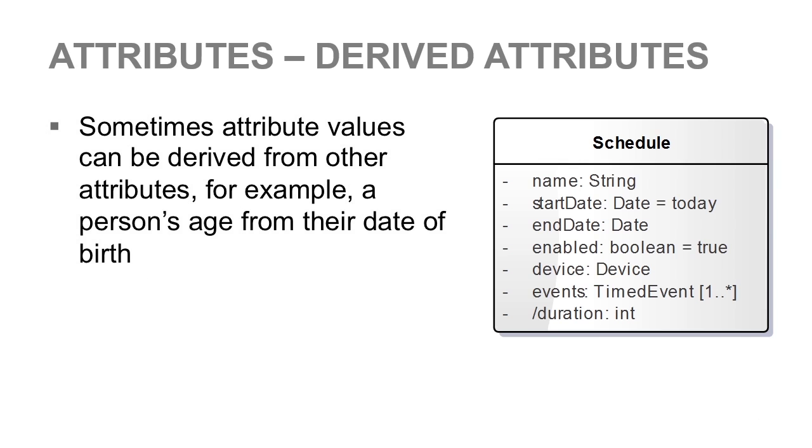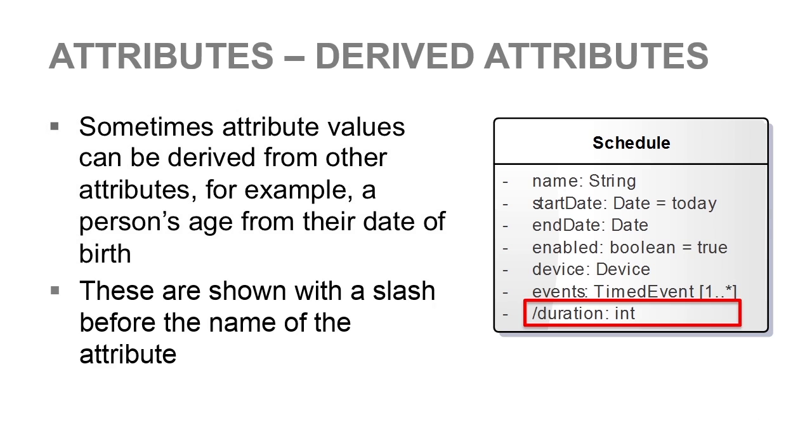Sometimes the value of an attribute can be derived from other attributes and is not held as a data value. For example, a person's age can be calculated from their date of birth and today's date. There's no point in storing it because it changes every year. A derived attribute can be shown with a slash in front of the name. In the example, the duration of a schedule can be calculated from the start date and end date.